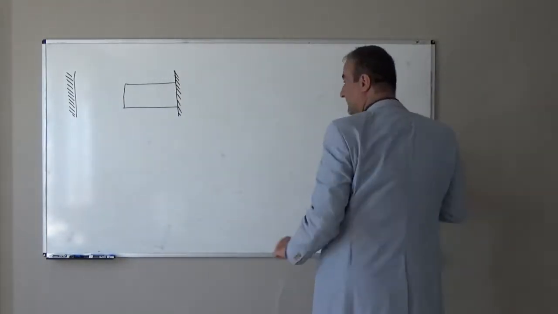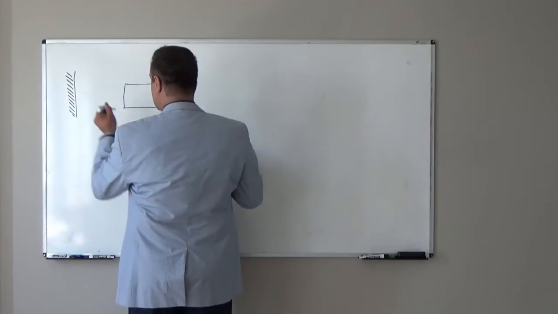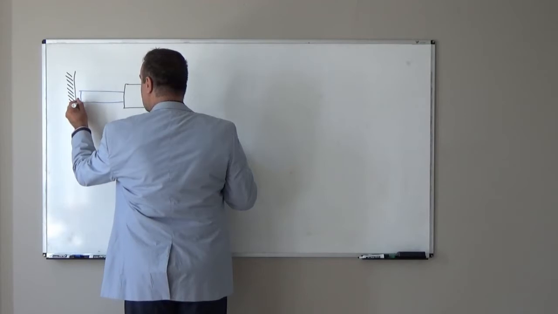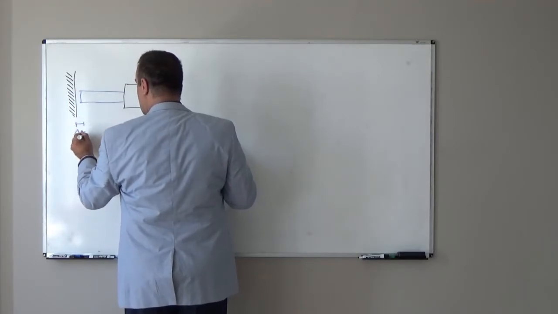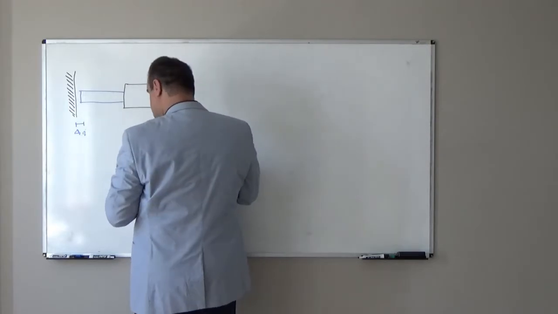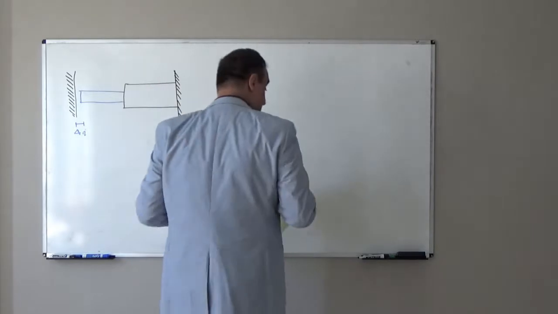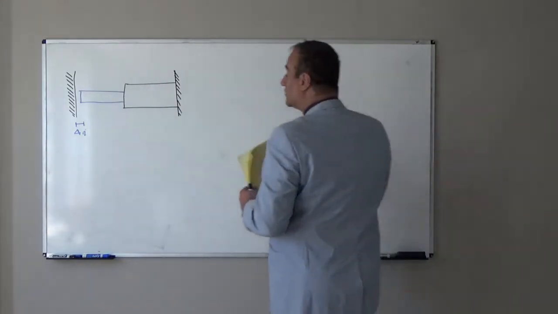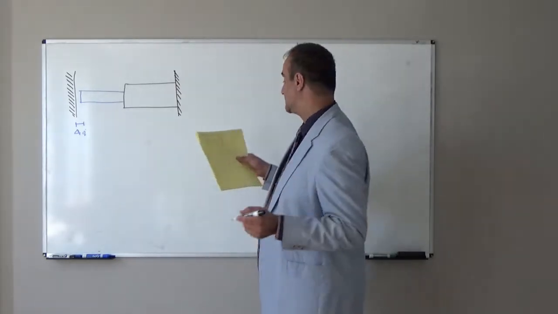So for example, this is the first rod, the second rod is here, and there is a small gap here, an initial gap. I show it with delta I, the initial gap. So what will we do in this kind of problem, and what do we want to find in this kind of problem?